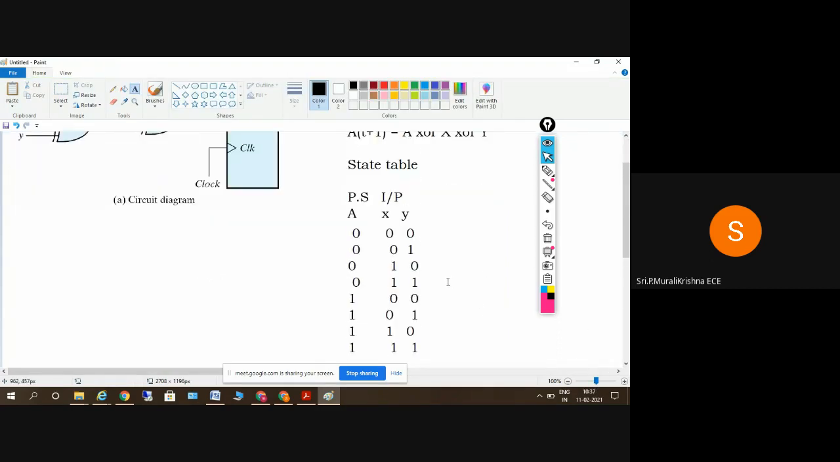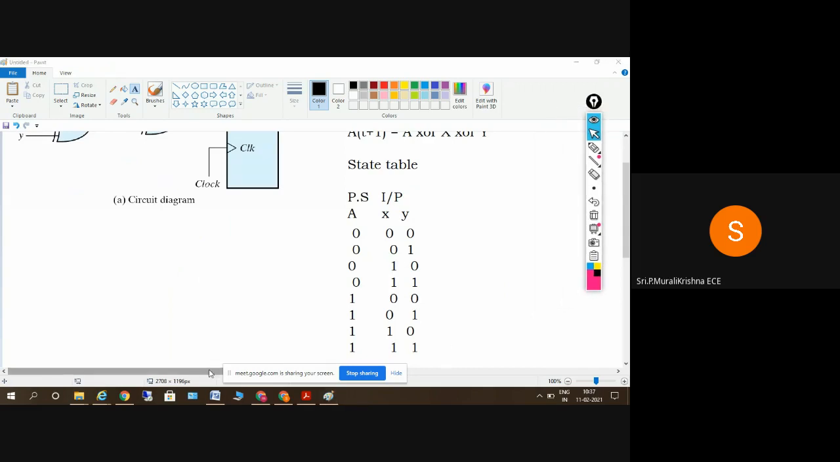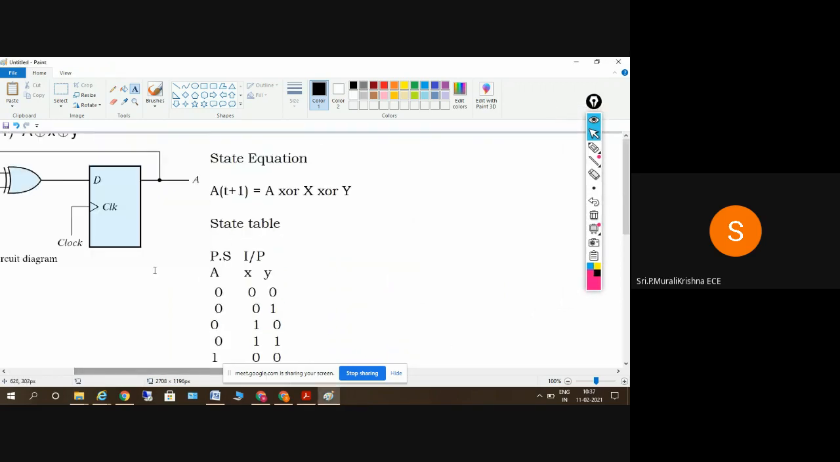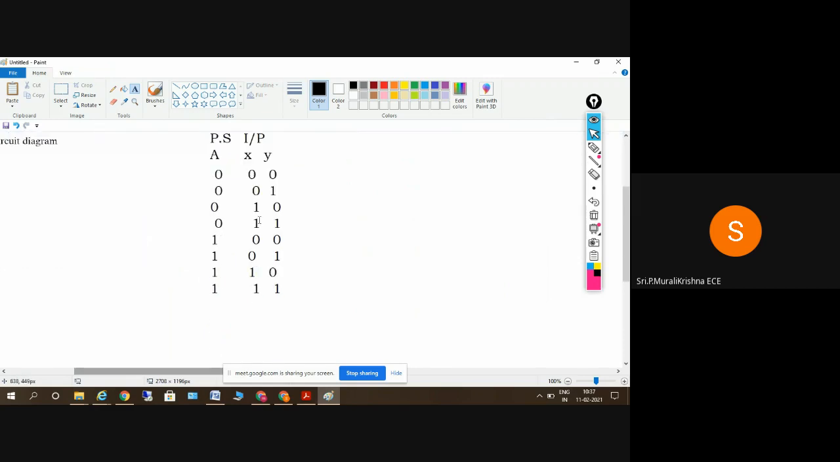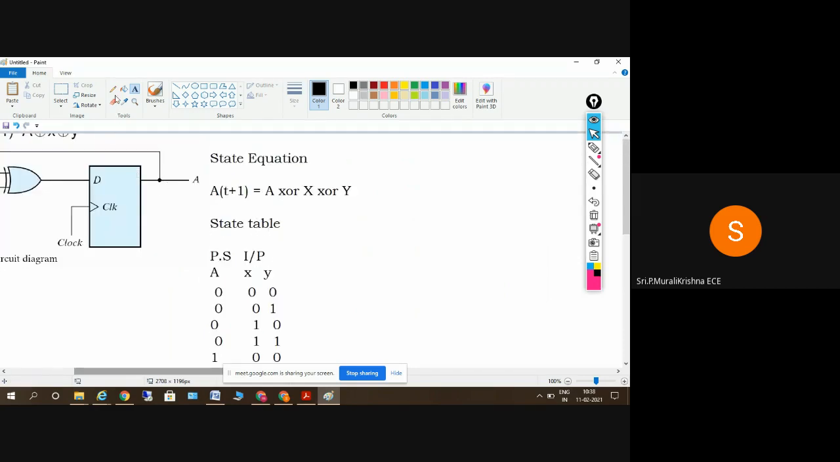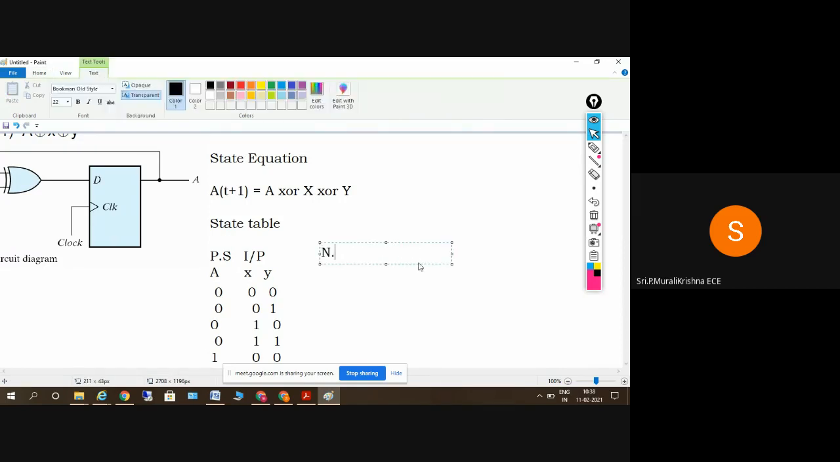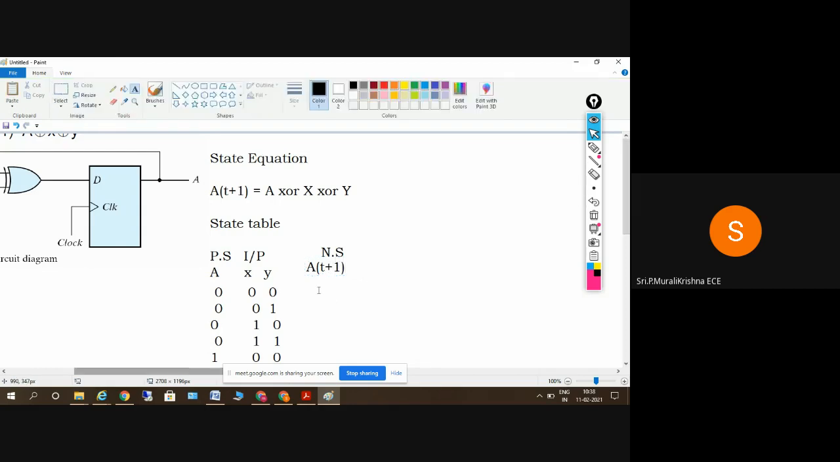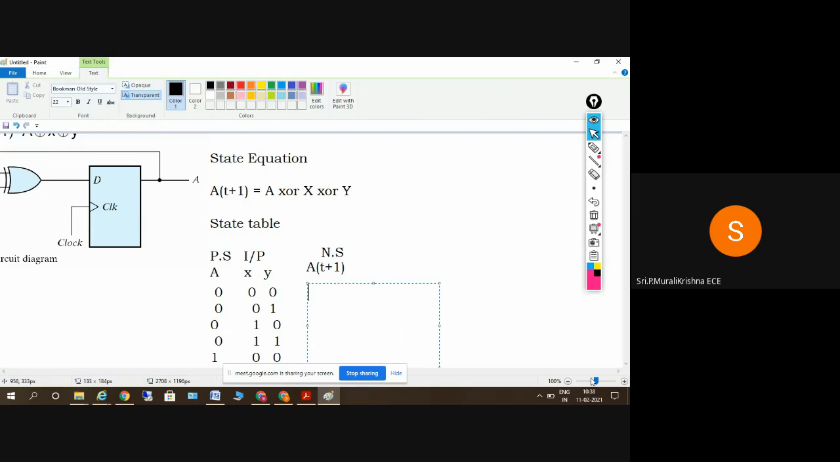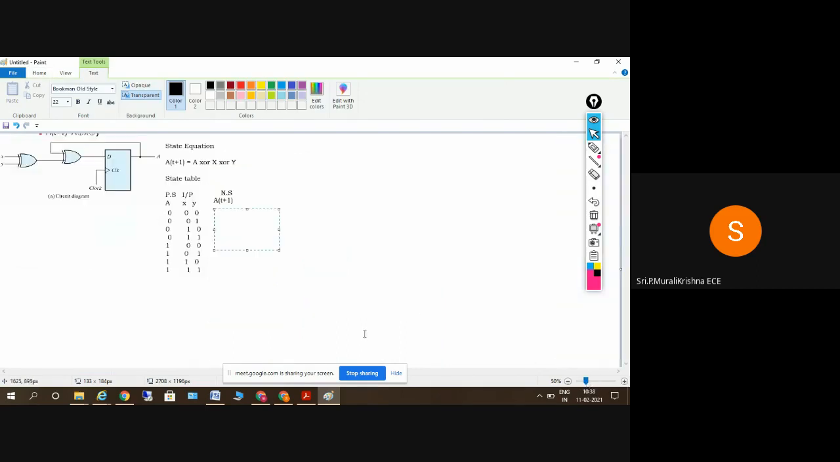Next, we have only the next state; there is no output column here. So I'll put the next state as N S here, that is A of t plus 1. Substitute those values in the equation. So A XOR X XOR Y.